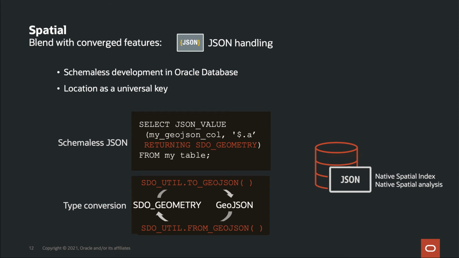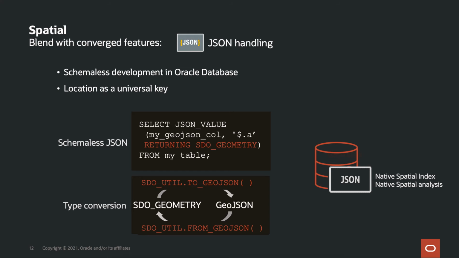Now that we've talked about Oracle Spatial's native SQL, PL/SQL, and Java APIs, and the mid-tier components that come along with Oracle Spatial, let's look at the way that Oracle Spatial can be blended with other converged features of the Oracle database. The first of those converged capabilities that I'll talk about is Oracle Database's native JSON handling.